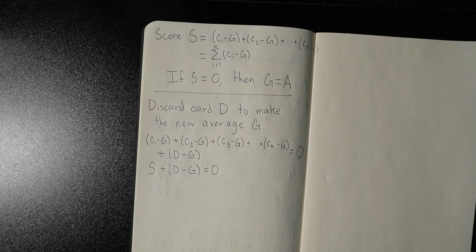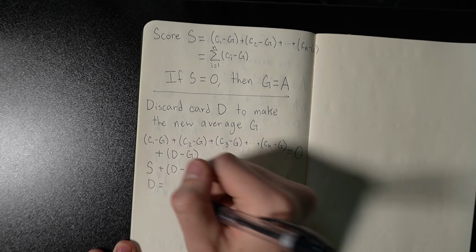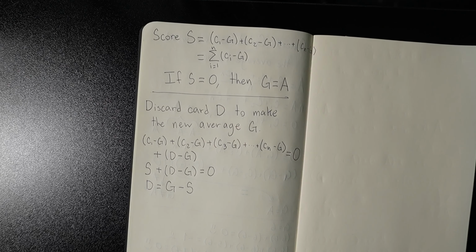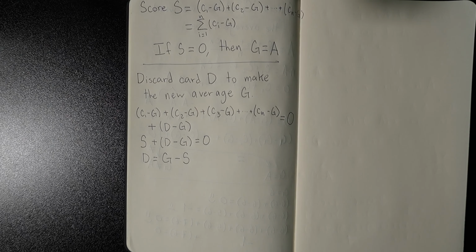Now solving for d yields that d, the right card to discard to make the new average g, is g minus S. The average we want minus the current score. Again, that's to say any time that a card whose value is our guess minus the current score is discarded, then our guess is the new average value of the discard pile.